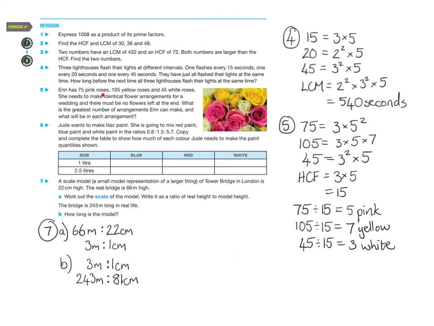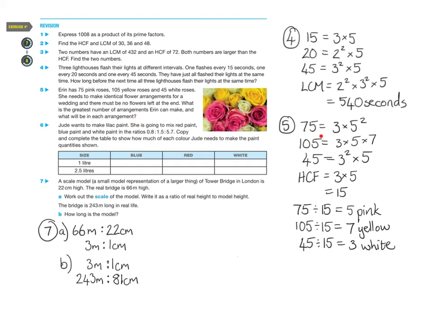The next question asks about Erin, who is busy making bouquets, and she's got 75 pink, 105 yellow, and lastly 45 white roses. She wants to figure out how many bouquets she can make with an equal number of roses. In other words, she's looking for the highest common factor. So once we've written everything as products of their prime factors, we write down the highest common factor, and that gives us 15.